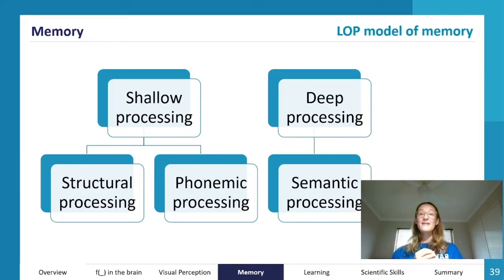So again, linking that back to study, when we're thinking of a new topic, we want to be thinking about how does it relate to all the other topics I'm learning about. So really making those semantic connections. So that's our levels of processing model.